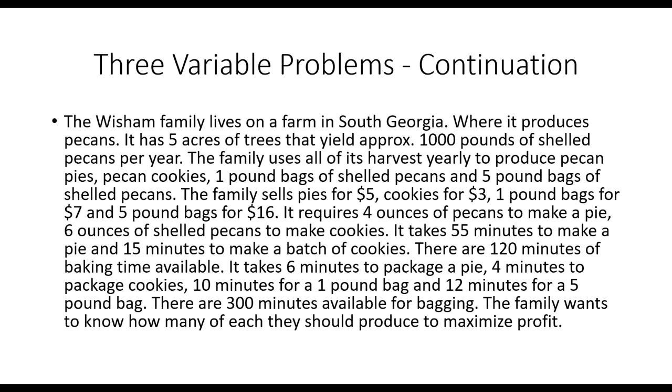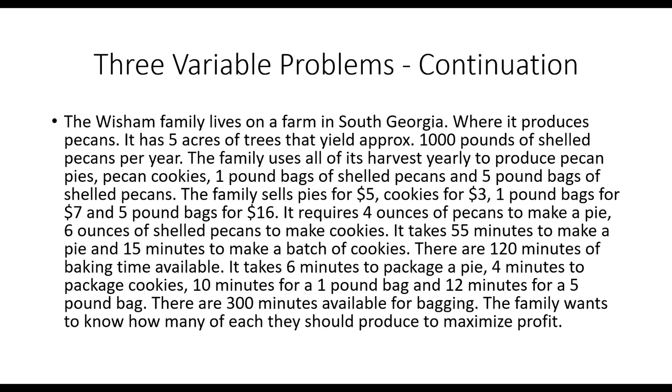So, very simply, we have to first determine our objective function, which is given to us right in the middle. Max z equals 5x1 pies plus 3x2 cookies plus 7x3 1-pound bags plus 16x4 5-pound bags. Then we have to look at our constraints. The first one, 1,000 pounds of shelled pecans.